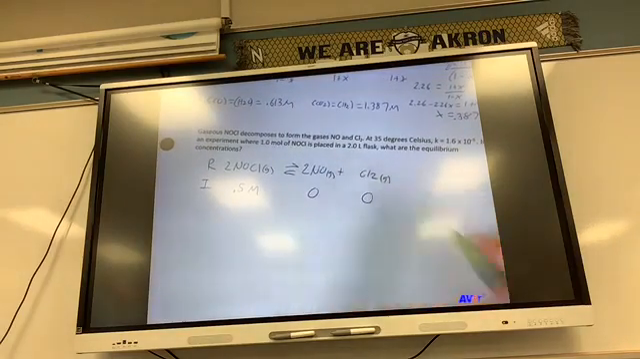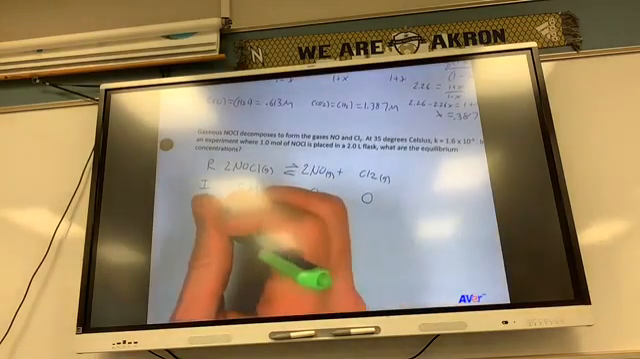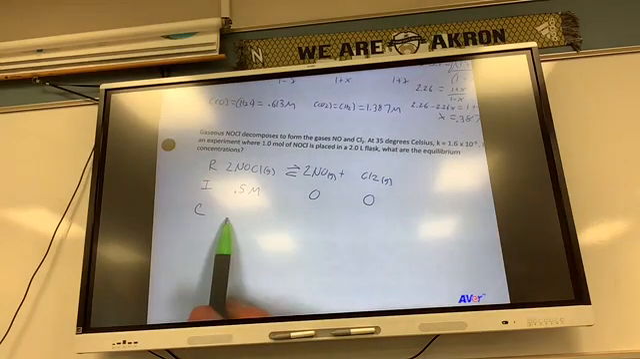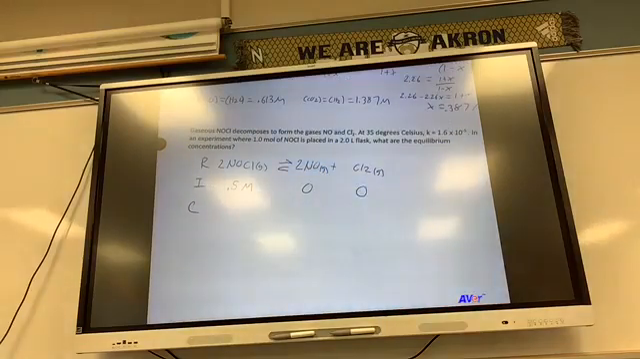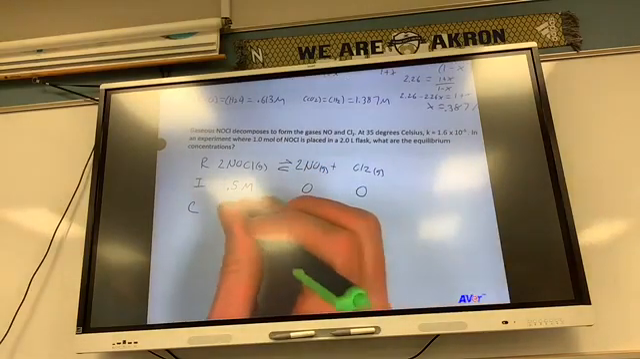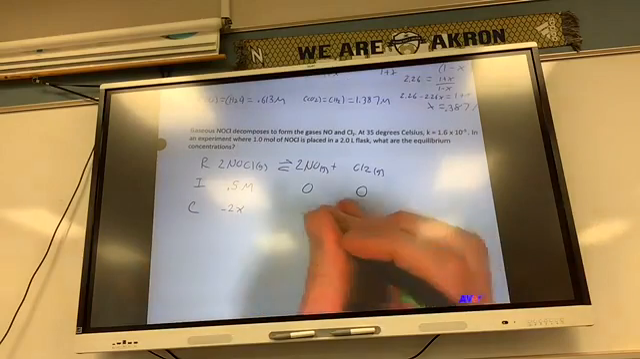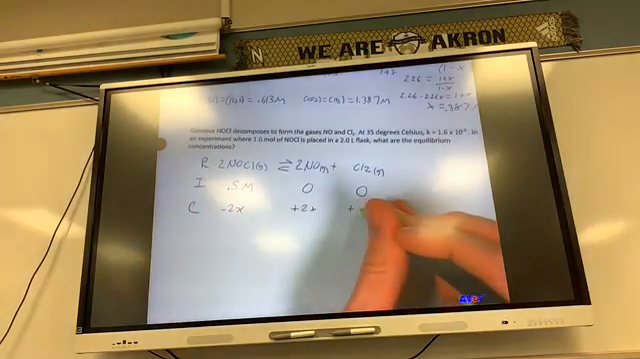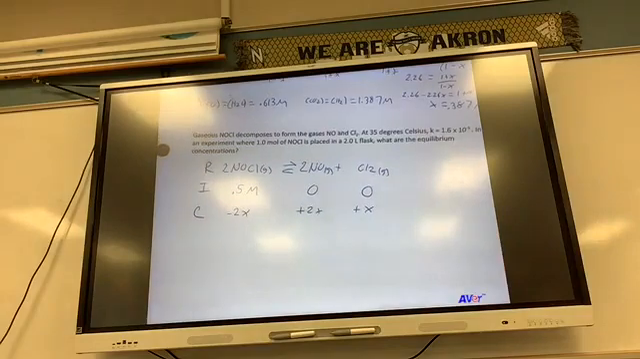0, 0, because this is decomposition, right? So I'm starting with nothing on the other side. The change is shifting to the right. So what's my change going to be here? Minus 2x. This one's going to be plus 2x, and this one's going to be plus x. You have to watch out for coefficients. All right? Watch out for coefficients.